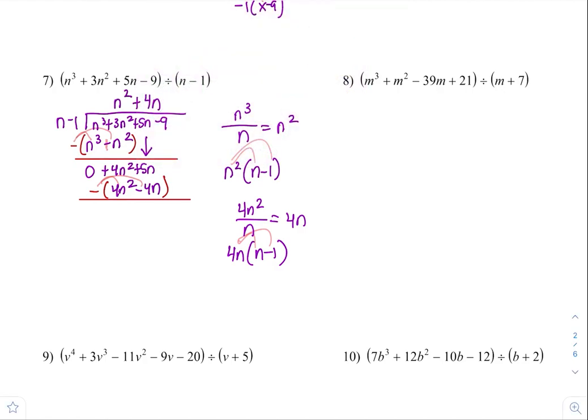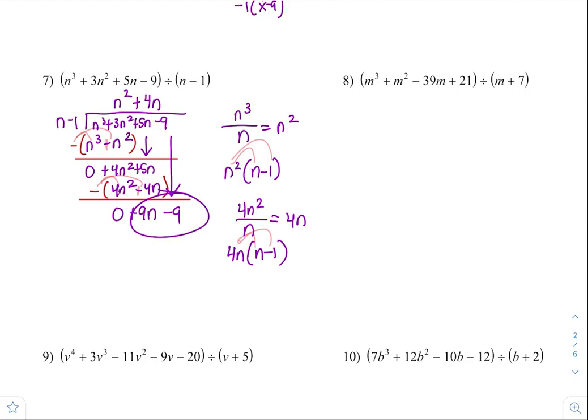So 4n squared minus 4n squared, you guys, that's 0. And then 5n minus negative 4n, which will make that positive. 5n plus 4n is 9n. Drop the negative 9.